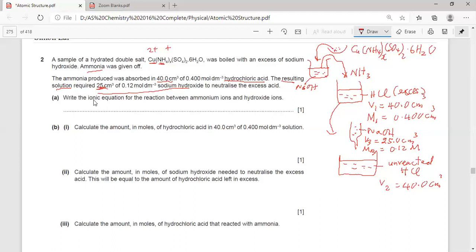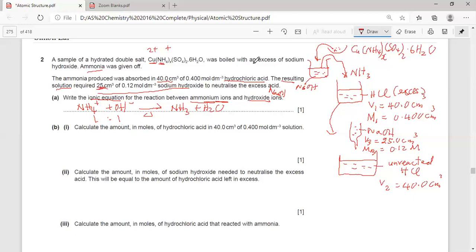Now they ask for the ionic equation, and you get marks here, so you better know how to do it. The reaction between ammonium ions, from your copper salt, and hydroxide, from your NaOH. So put NH4 plus OH minus. You must know how to do it. If you don't know, learn by heart. Very simple. And you must heat. You get ammonia plus water. So 1 mole is to 1 mole.